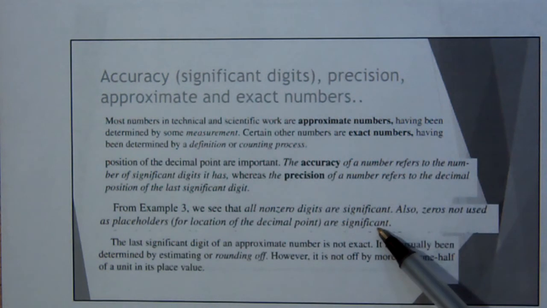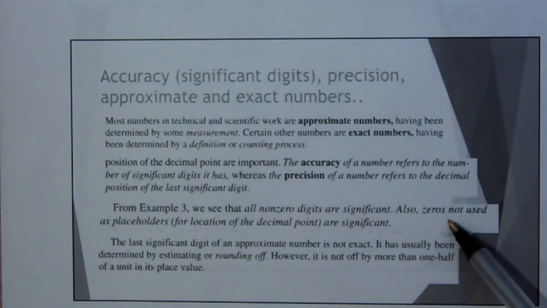All non-zero digits are significant, and zeros not used as placeholders for the location of the decimal point are significant. The last significant digit of an approximate number is not exact. It has usually been determined by estimating or rounding off. However, it is not off by more than 1/2 of a unit in its place value. Let's look at a couple of examples of this.